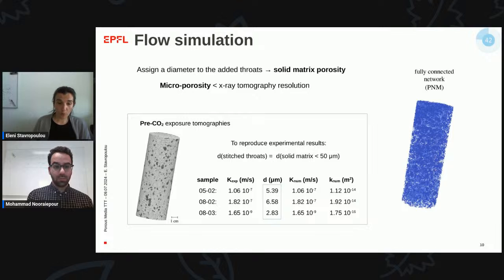In order to reproduce our experimental results in these 3 cores where we saw some real change in the flow properties, we managed to reproduce them numerically by fitting a micropore diameter of an average of 4 or 5, let's say, microns. So well below, 10 times lower than our X-ray resolution. Okay, that makes sense. It's a hypothesis, of course. But now, with this approach, we simulate our material with a double scale porosity, a macro and a micro.